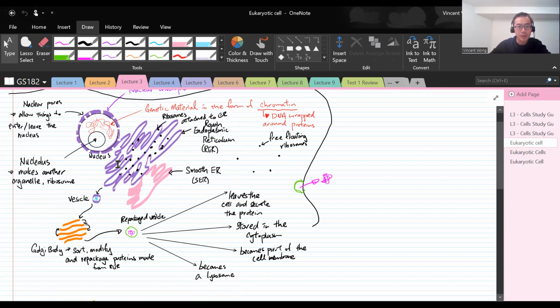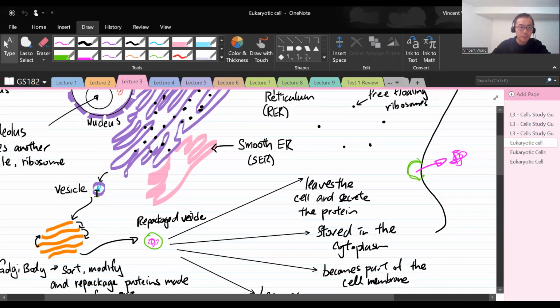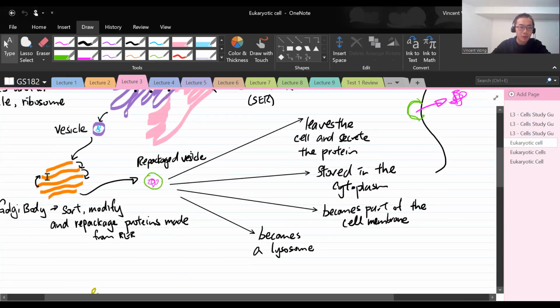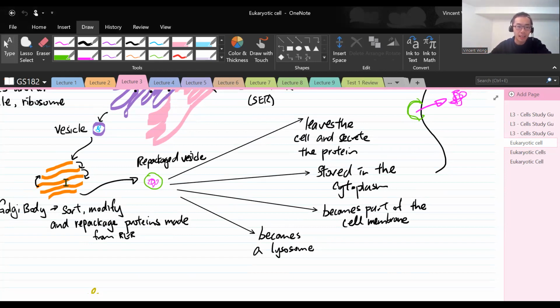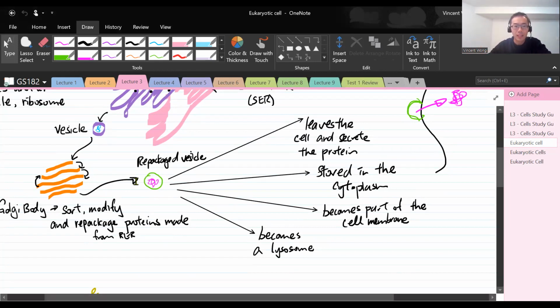The idea is this: the rough ER, working together with the ribosome, makes a protein, and then you package it into a vesicle. The vesicle will travel to the Golgi body, where the content of the vesicle will be sorted, modified, and repackaged into a new vesicle. This vesicle can go to various places. It can leave the cell and secrete the protein. We now know that is an example of exocytosis. It can be stored in the cytoplasm for immediate use or for later use.